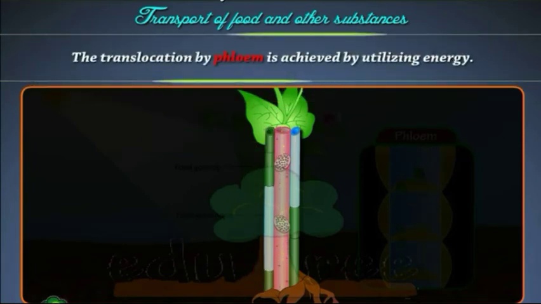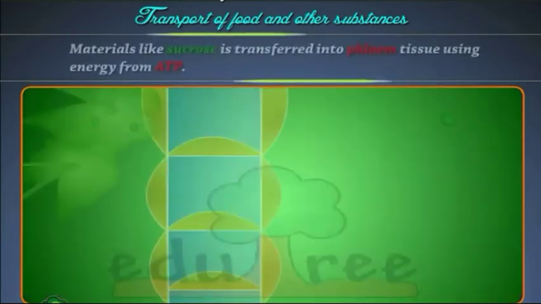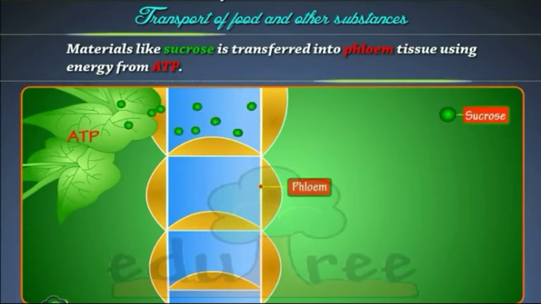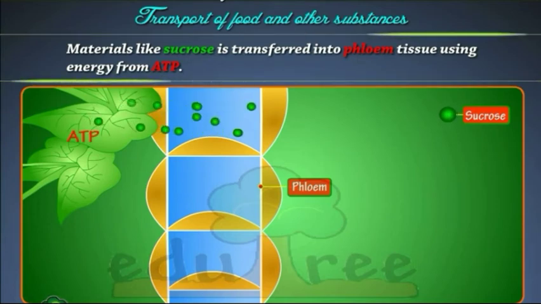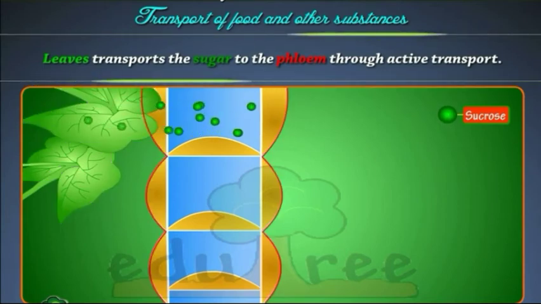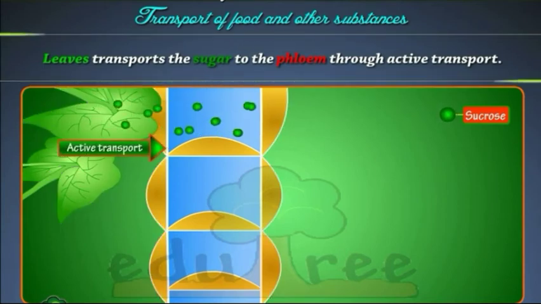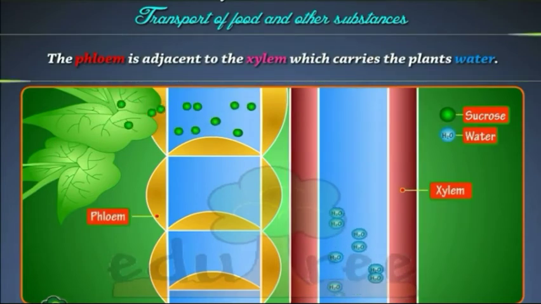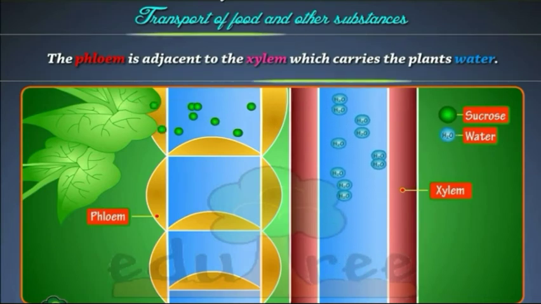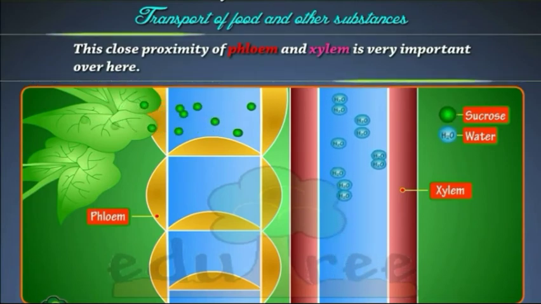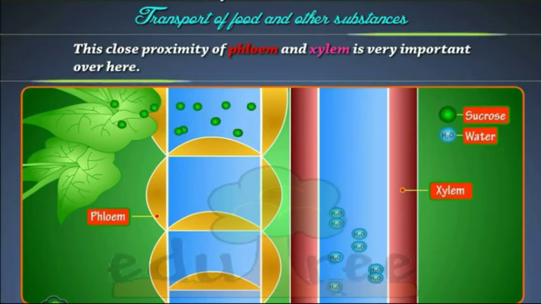The translocation by phloem is achieved by utilizing energy. Materials like sucrose are transferred into phloem tissue using energy from ATP. Leaves transport the sugar to the phloem through active transport. The phloem is adjacent to the xylem, which carries the plant's water. This close proximity of phloem and xylem is very important over here.